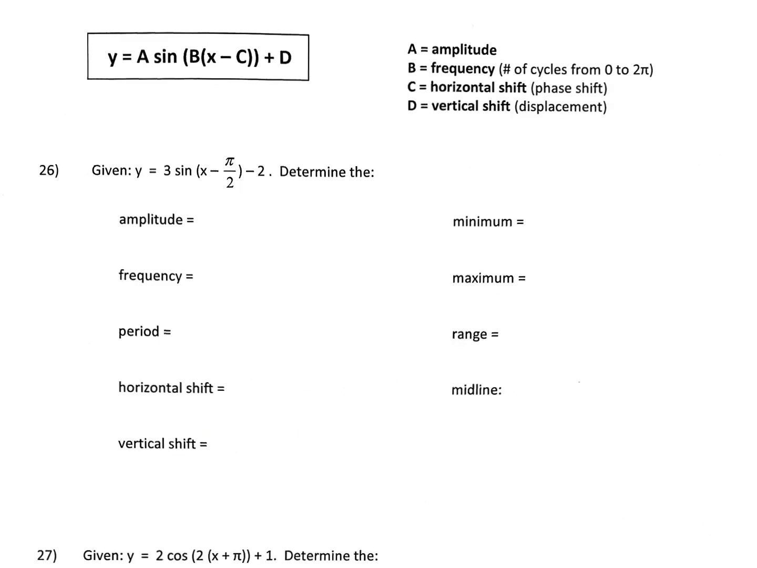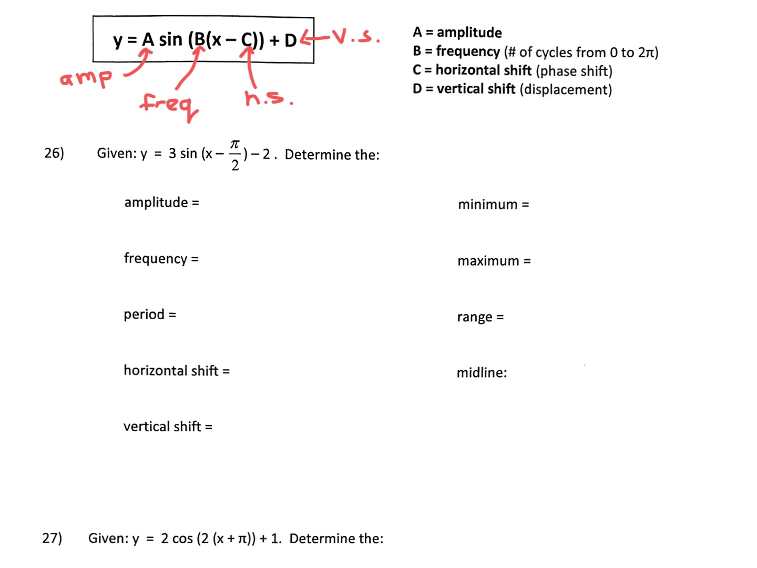Okay, so on the next page, we have our general format of any sine or cosine curve, and it says what everything stands for. I'm going to label it on this equation. A is our amplitude, B is the frequency, C is the horizontal shift, and D is the vertical shift. Use this information and see if you on your own, hit pause, can answer this first column based on this given equation.